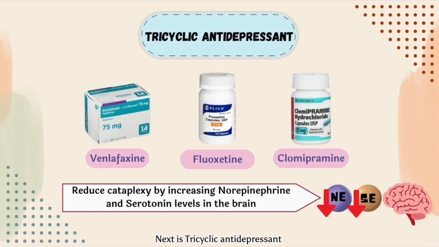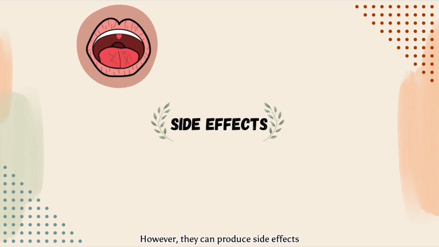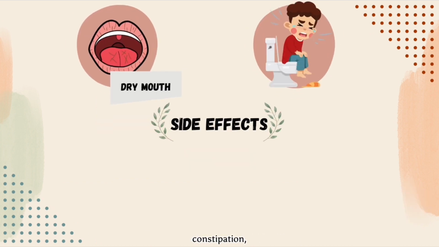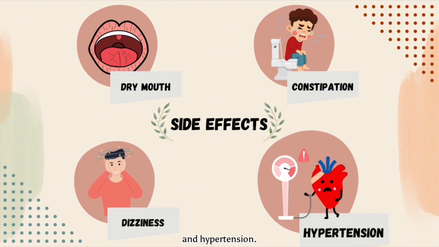Next is tricyclic antidepressants, which help to reduce cataplexy by increasing norepinephrine and serotonin levels in the brain. For example, venlafaxine, fluoxetine, and clomipramine. However, they can produce side effects such as dry mouth, constipation, dizziness, and hypertension.